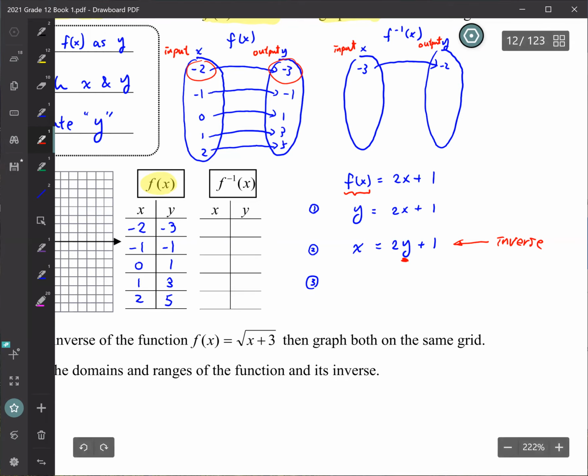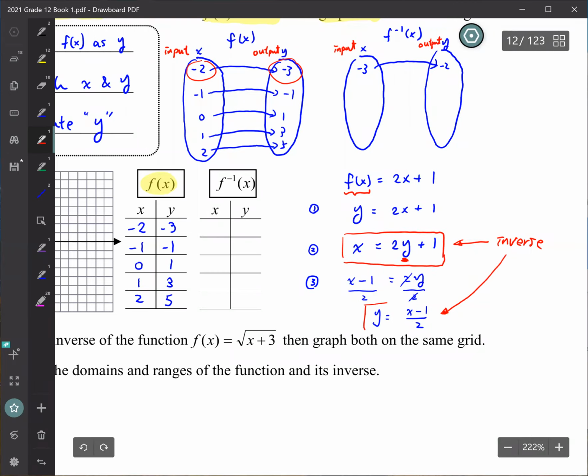Does it become x minus 1 over 2? Yeah, okay. So we can move the +1 to the left, so it becomes x minus 1. Then divide both sides by 2, so the y will be alone. So now the new form is y equals x minus 1 over 2. This one is called the inverse. Both of them are the inverse.